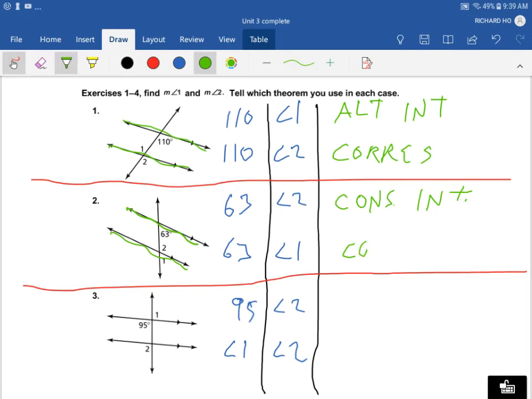63 and 1 are corresponding. Okay, 95 and 2 are also corresponding because they're both in the bottom left of this intersection. What about 1 and 2? They're alternate exterior because they're on opposite sides of the line, and they're outside the green lines. So that's how these work. I'm going to pause with my information here.